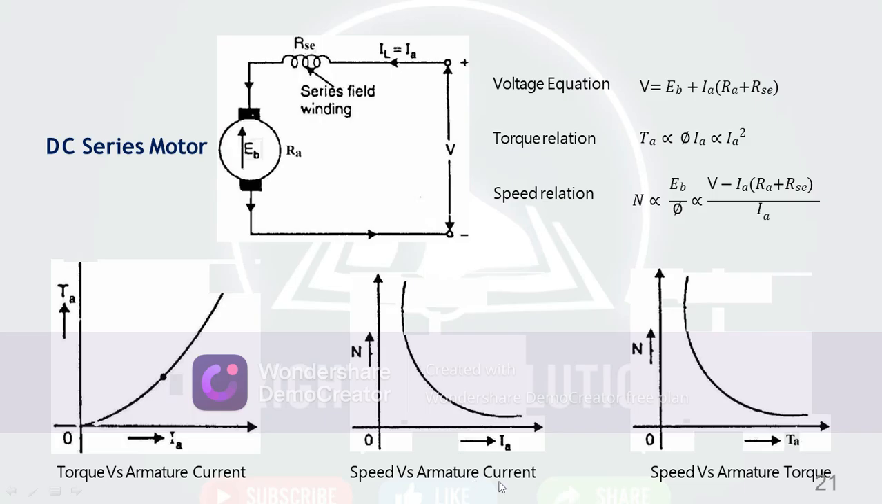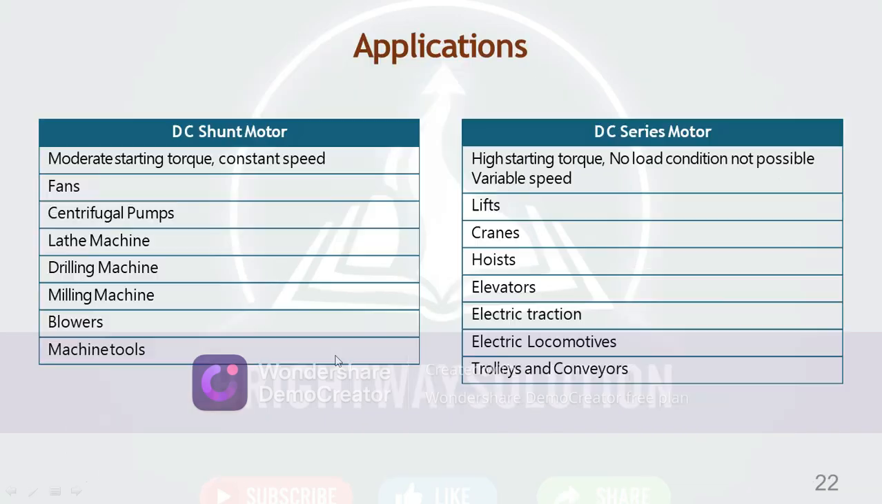Then speed versus armature current. Initially, the DC series motor is at a high speed, so it starts from here. As you increase the load, as you increase the current, the speed decreases more and more. Similarly for speed versus armature torque: if you increase the armature torque, the speed decreases. This is the characteristic of the DC series motor.